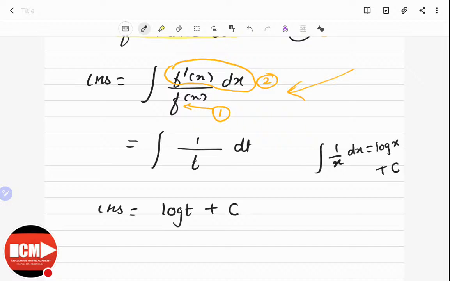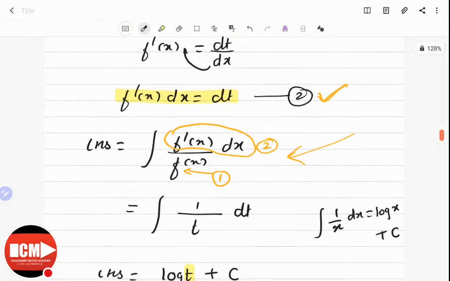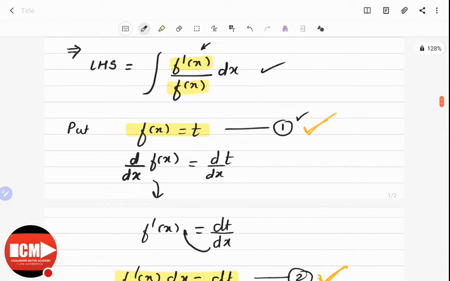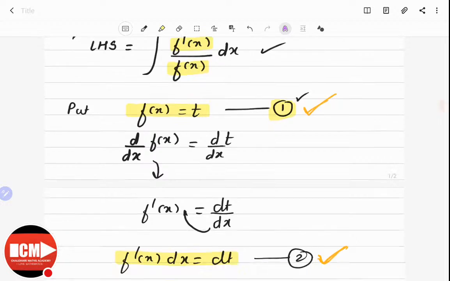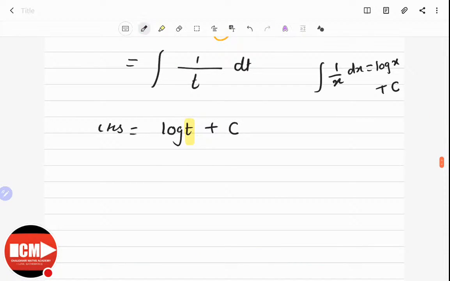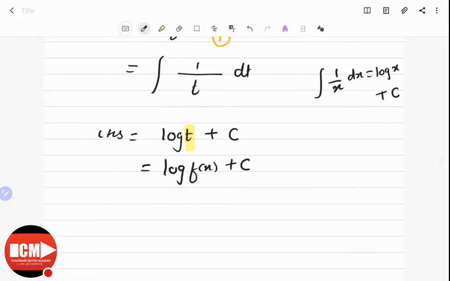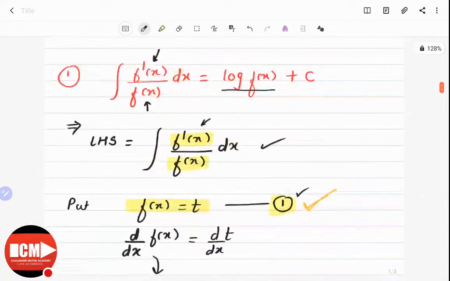The integration of 1 upon t is log of t plus c, and I request every one of you, please substitute back the value of t, because t is a temporary substitution. What was the value of t? If you check equation number 1, the value of t is f of x. From equation 1, I am replacing log t with log of f of x plus c, and if you observe, this is nothing but the right hand side of this corollary. So please observe this right hand side.